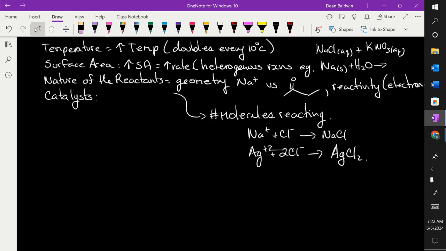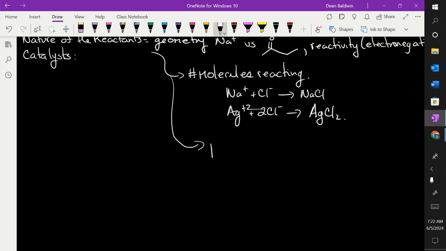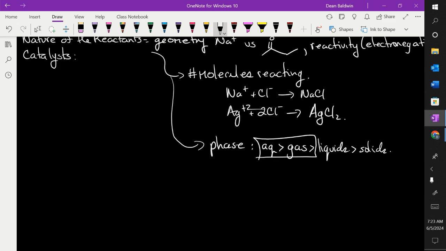And final one, nature of the reactants, is the phase. So the order of increasing reactivity or speed of the reaction is aqueous is the fastest because they can get the closest together. Then it's gas, and then it's liquid, although these last two, liquids and solids, we don't really focus too much on those. It's aqueous and gas. Aqueous is always the fastest, then gas.